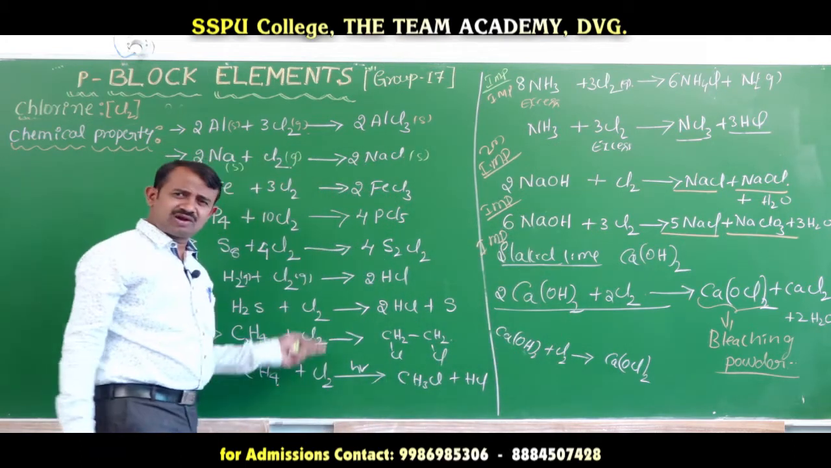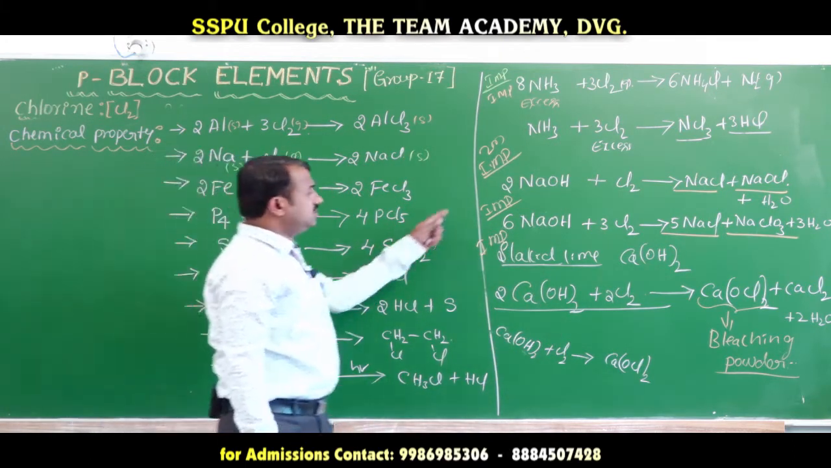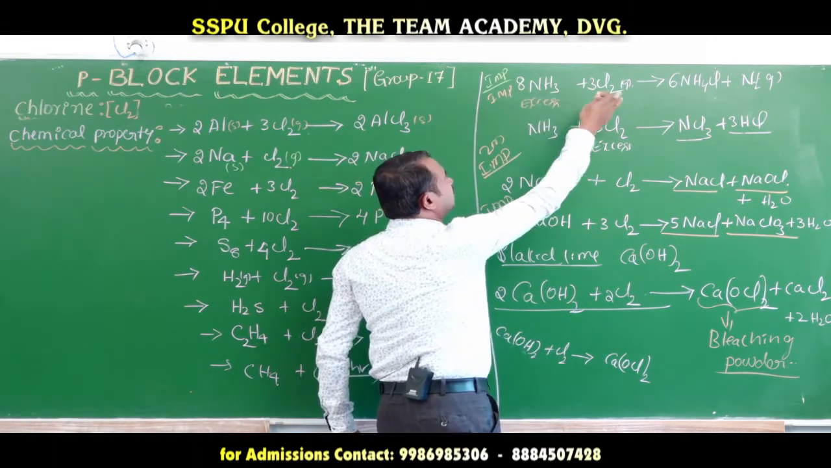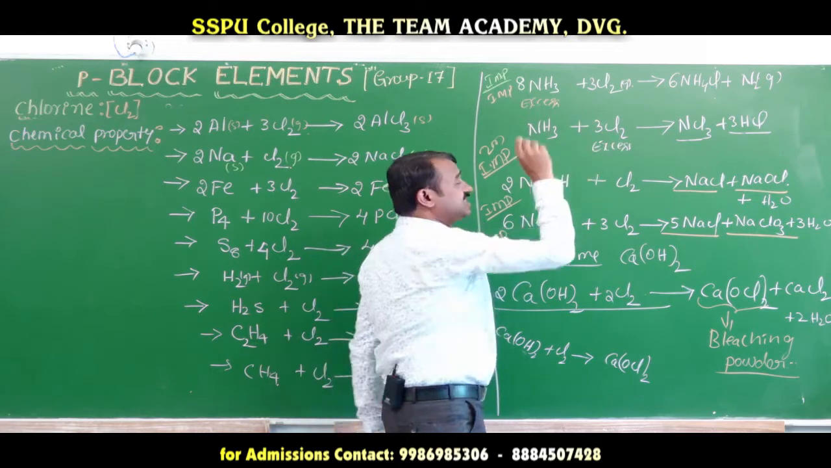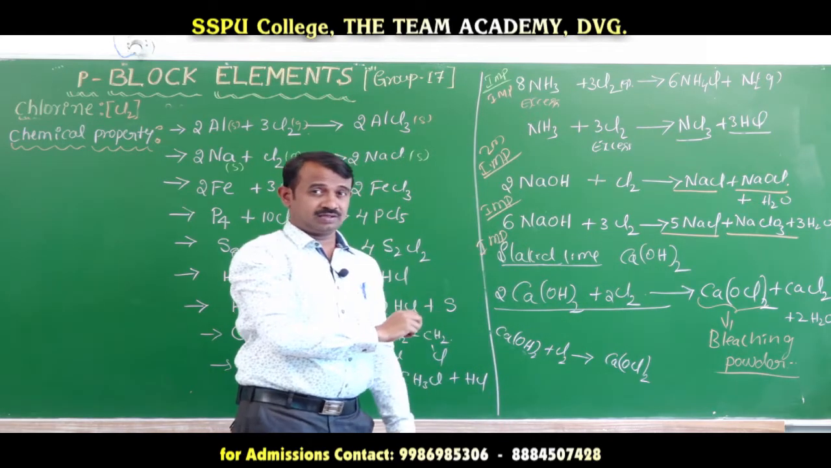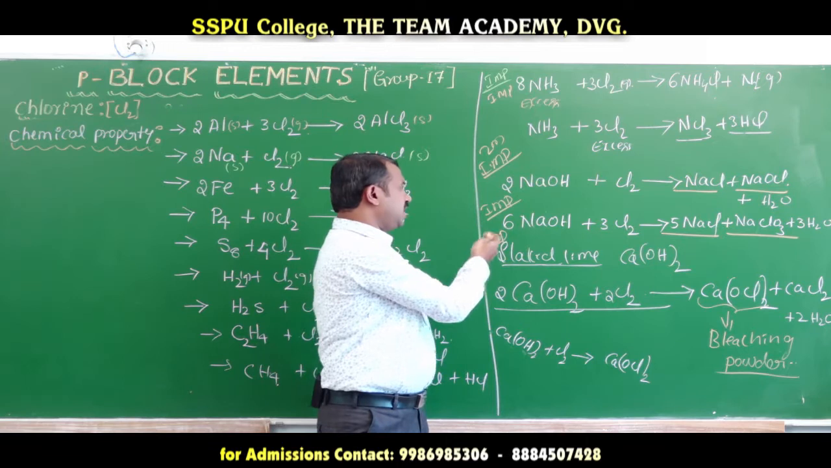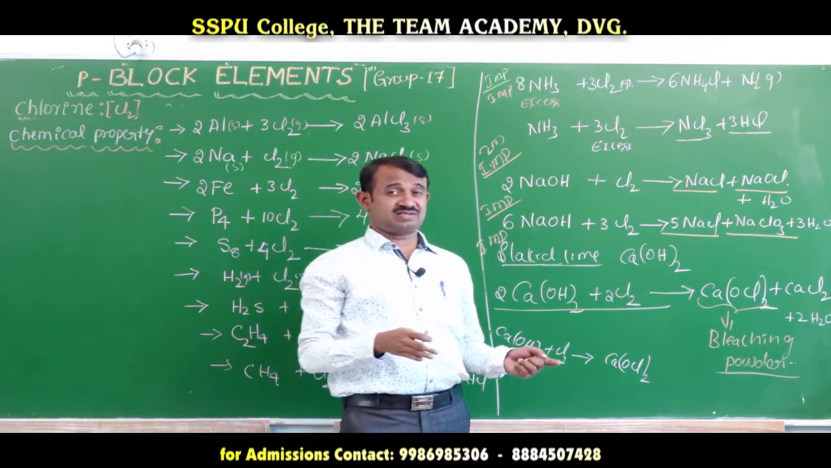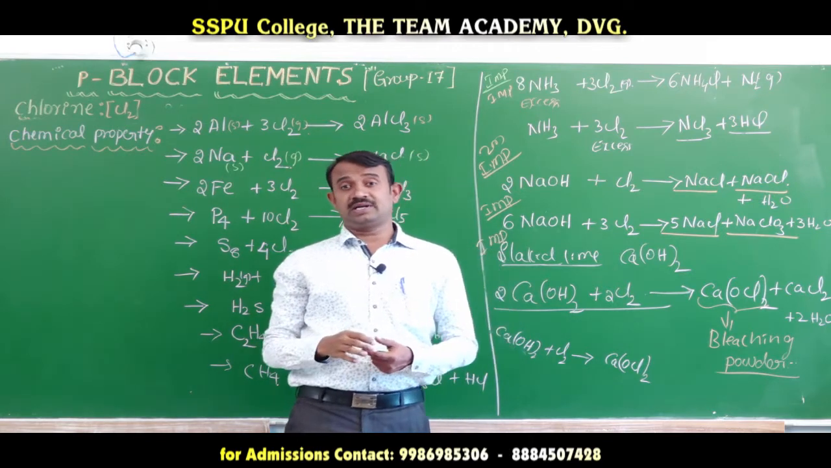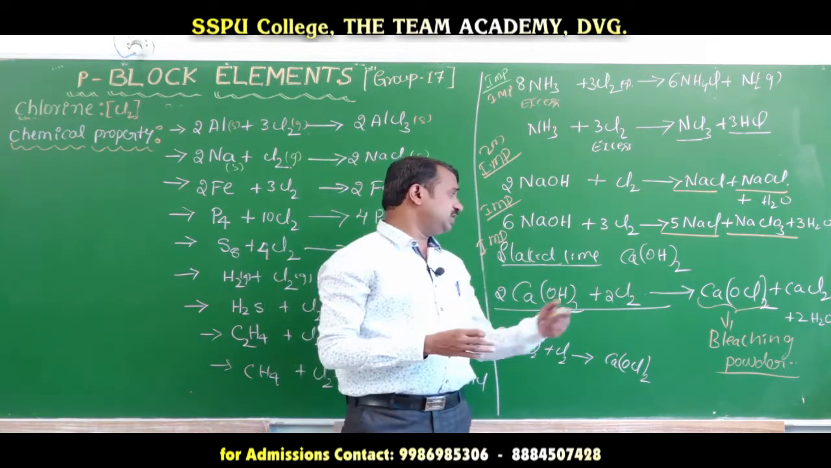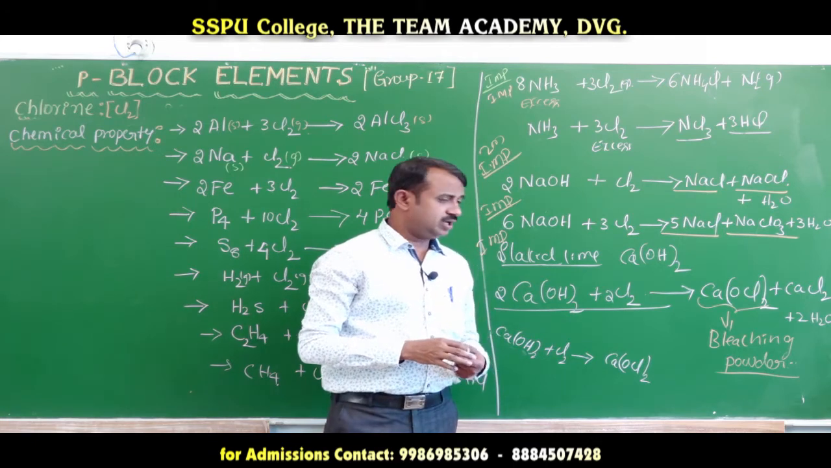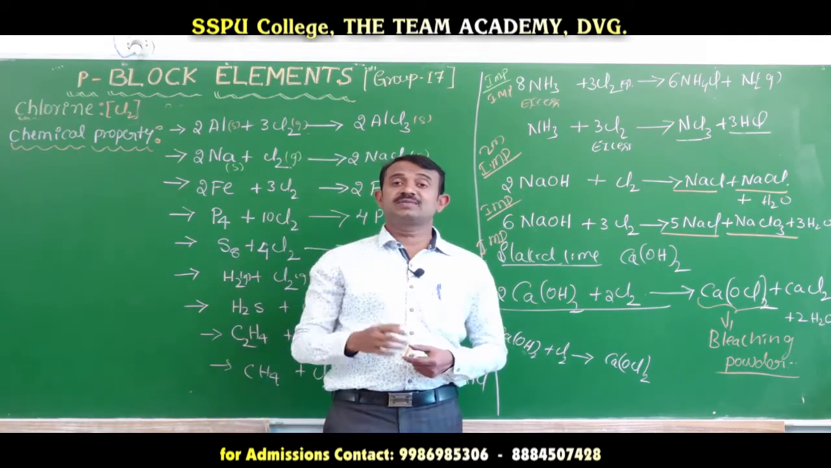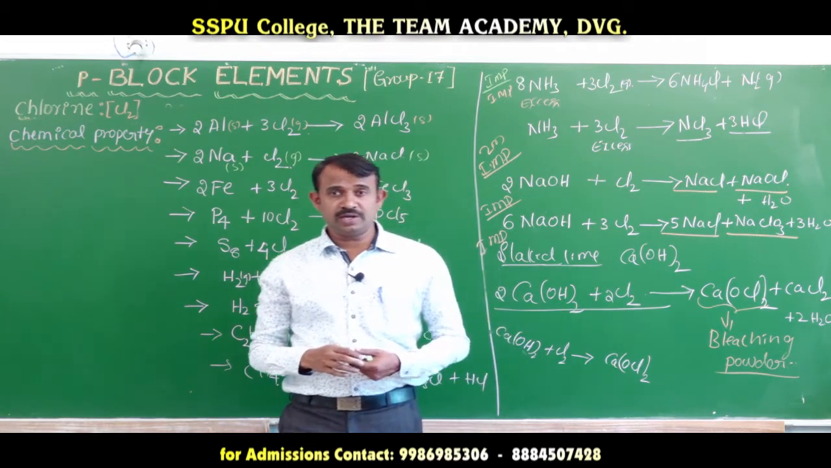Sometimes they will ask you to complete the reaction, and these are all chemical properties of ammonia. Ammonia reacts with chlorine; when ammonia reacts with excess chlorine or excess ammonia, what will happen? And sodium hydroxide and calcium hydroxide, alkali metal hydroxides and alkaline earth metal hydroxides, react with chlorine to form different products. Next we will go to another chemical property of chlorine, one by one.